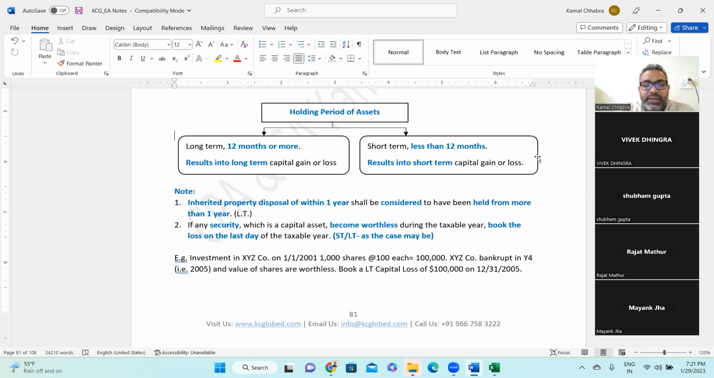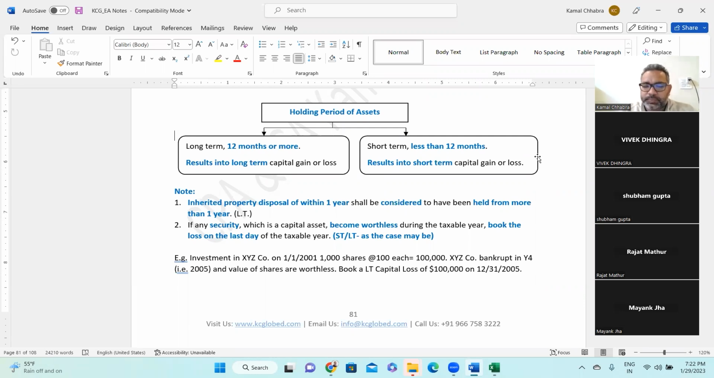Second, if any security, meaning stocks or shares, which is a capital asset, becomes worthless during the taxable year. That means if you have purchased the shares of any company and that company has gone bankrupt and all the share value has gone down to zero, then book the loss on the last day of the taxable year. If the holding period is less than 12 months, then short-term loss. If the holding period is more than 12 months, then long-term loss. But you need to book it on the last day of the year. Make sense?